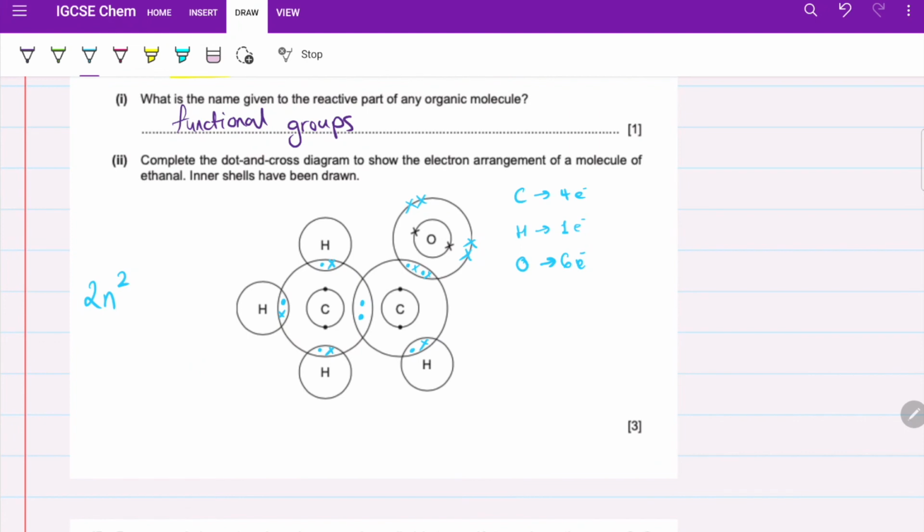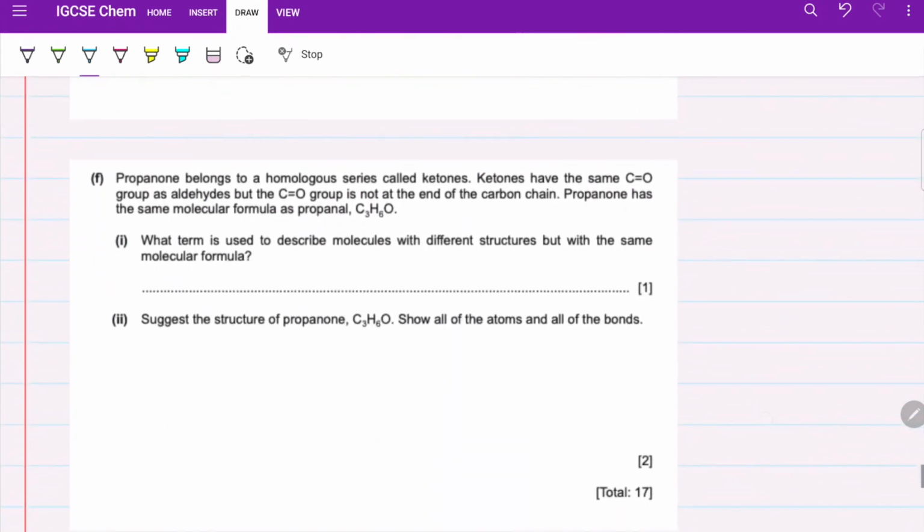If you want to double check, let's use a different color. Carbon has 8, so 1, 2, 3, 4, 5, 6, 7, 8. This carbon is all good. This oxygen has those 4, 5, 6, 7, 8. It's good to go. Hydrogen has 1, 2. Good to go. This carbon has 1, 2, 3, 4, 5, 6, 7, 8. It's good to go. So this is correct, and you'll be able to get all the marks. Let's move on to the last part.